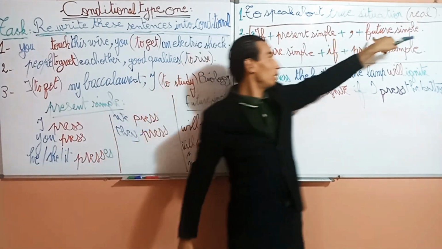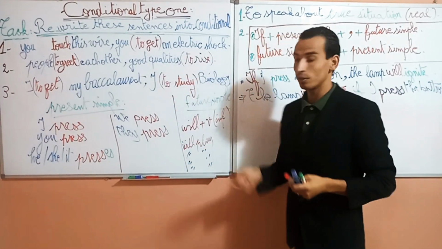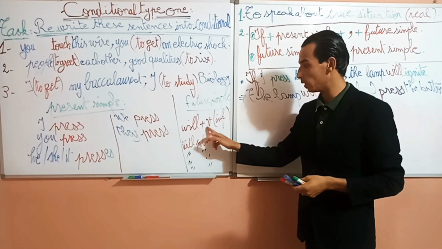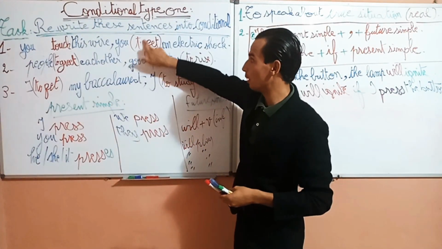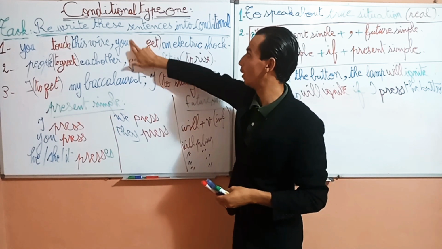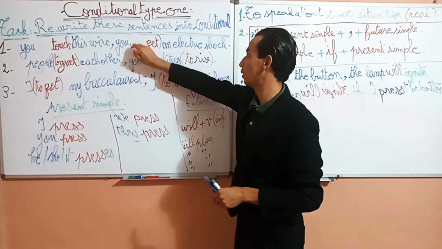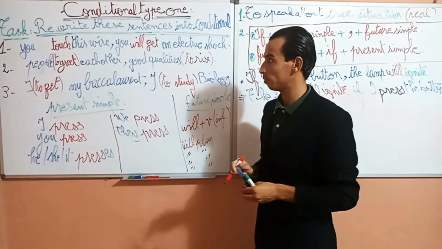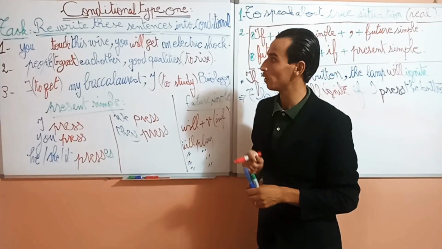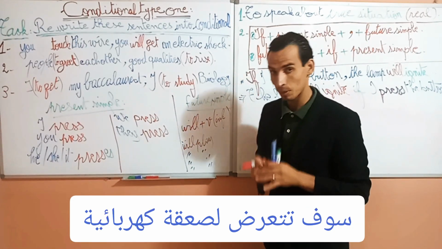The following verb, future simple. What is a future simple? Will plus verb in the infinitive. And what do we do here? We omit to, and we write will get. Now we have you touch this wire, you will get an electric shock.